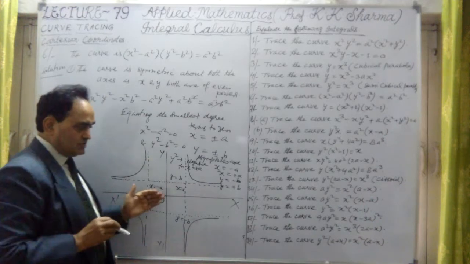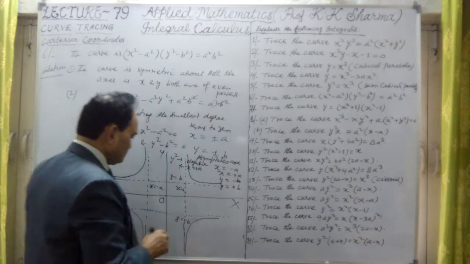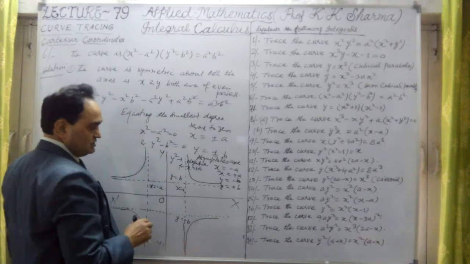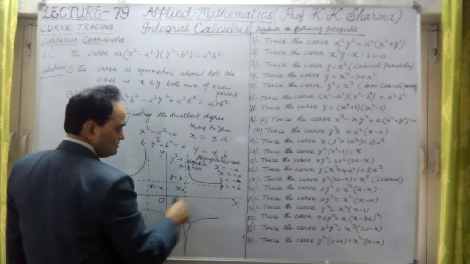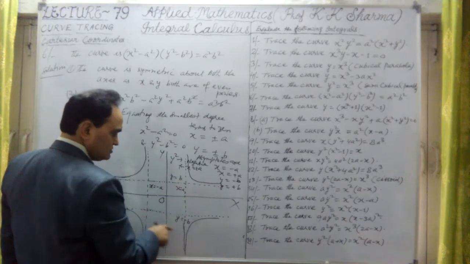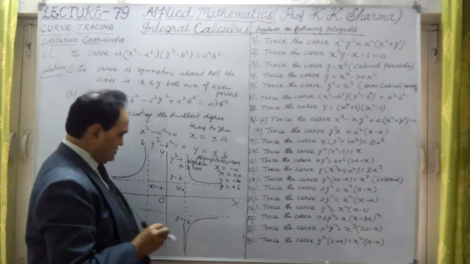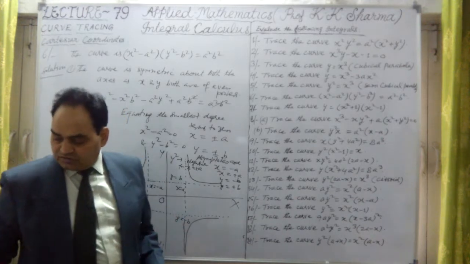At these points asymptotes are possible. These asymptotes we have drawn here, but the dotted lines show that y cannot be plus b, but it is equivalent to b. We have taken a dotted line here. This is the curve tracing of question number 6.